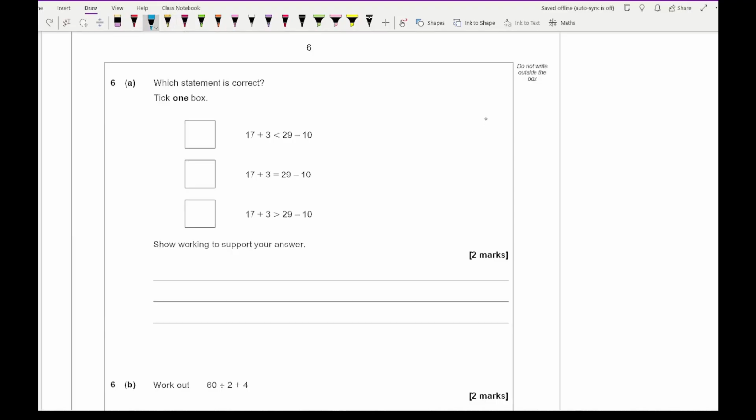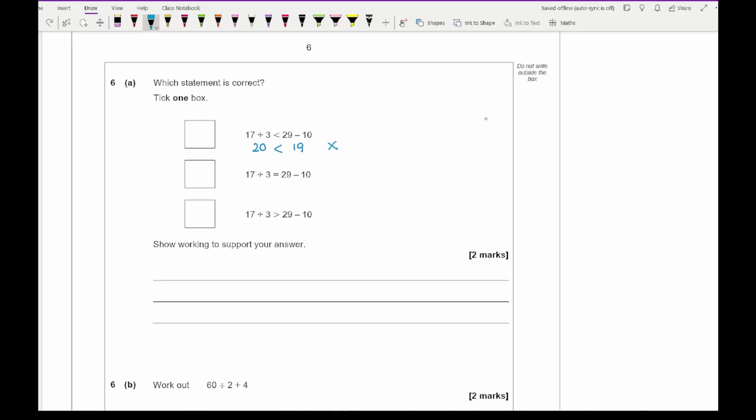Moving on to question 6a, it says which statement is correct. So what we need to do here is actually work this out. Now remember that the inequality always points at the smaller number. So 17 plus 3 is 20, and 29 take away 10 is 19. So is this pointing at the correct one? No, so that one is wrong.